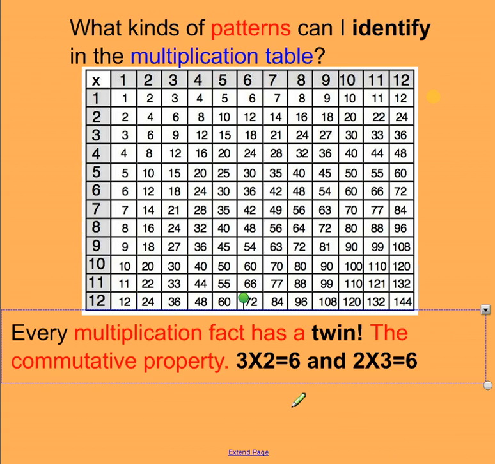Another pattern that we identified in the multiplication table is that every multiplication fact has a twin, and we can call that the commutative property. If we look at the word commutative, we see the word commute in there. It starts with that commute, which means to move from place to place. Well, that way we can think about how our factors can be moved around in multiplication. 3 times 2 equals a product of 6, the same as 2 times 3 equals a product of 6.